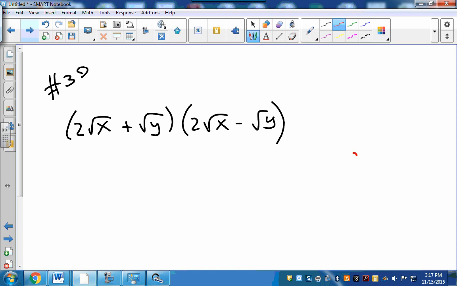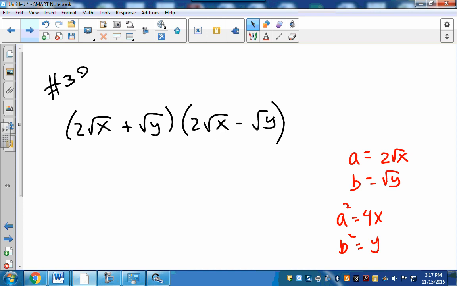The A is 2 root x, and the B is root y. So A squared is 4x, and B squared is y. So A squared minus B squared, we can just write the answer down. It's 4x minus y. And again, you could FOIL it out if you like. I'm not going to bother with that particular problem.